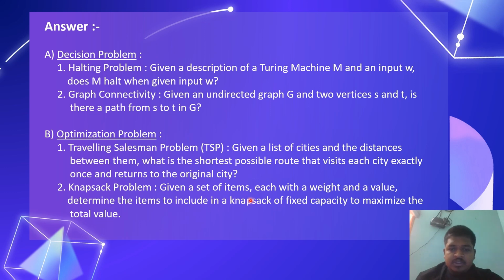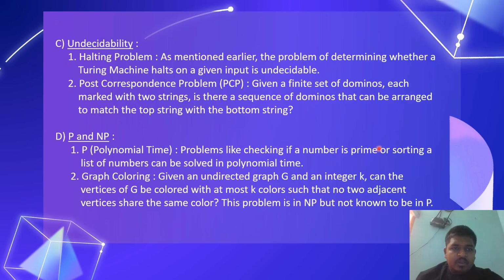Given a set of items, each with a weight and a value, determine the items to include in a knapsack of fixed capacity, maximizing the total value. Undecidability: the halting problem mentioned earlier, determining whether a Turing machine halts on a given input, is undecidable. Post correspondence problem: given a finite set of dominoes, each marked with two strings, is there a sequence of dominoes that can be arranged so the top string matches the bottom string?